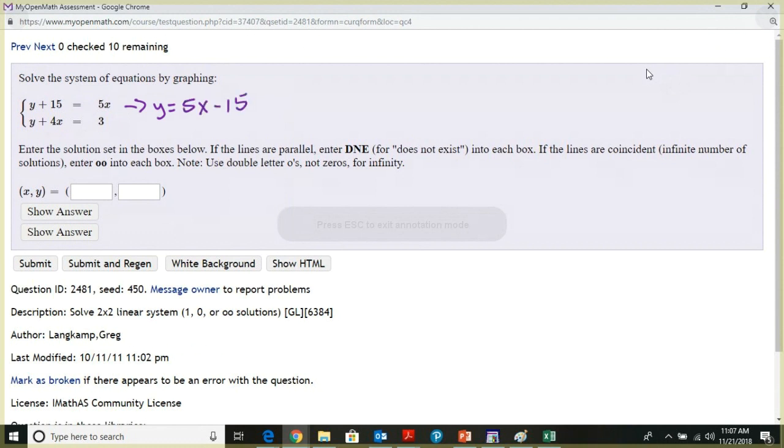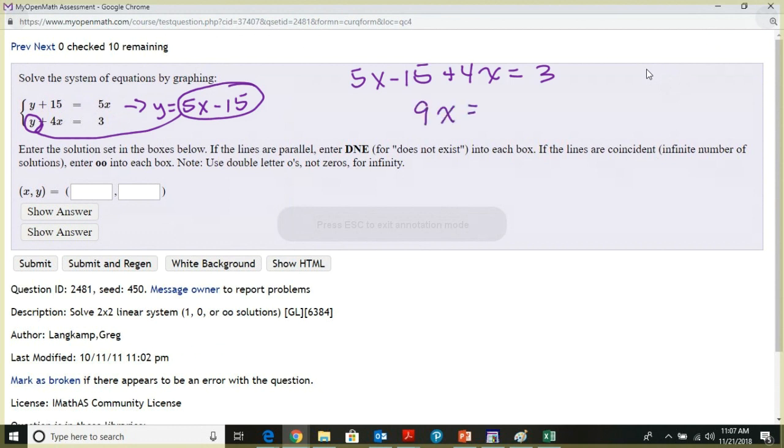So I'm just going to move the 15 over on the first one. So see, I just moved the 15 to the other side. So now y is equal to this. So I'm going to plug it into the other equation for y. So 5x minus 15 plus 4x equals 3. So notice this one, we're going to get a unique answer again. 5x plus 4x is 9x. And then I move the 15 to the other side. Divide both sides by 9, and I get that x is 2.